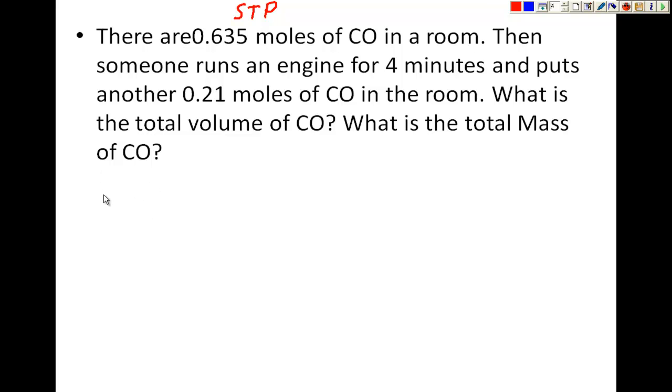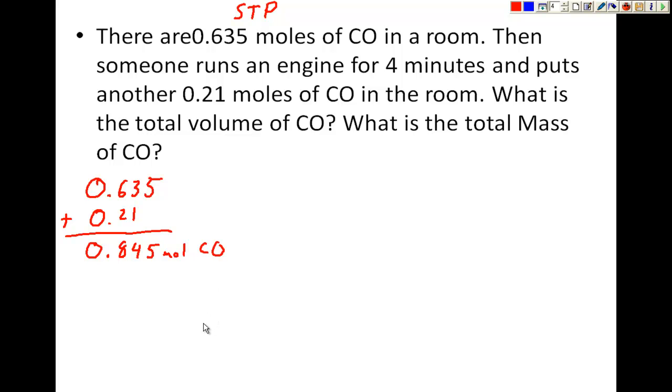So the first thing is that we have some existing carbon monoxide in the room, and then more is put into the room. The amount of time that it takes to put this carbon monoxide into the room doesn't matter. So we have to find the total amount of carbon monoxide in the room after this engine has run. So what we're going to do is just go 0.635, and we're just going to add 0.21. Okay, and after we add these two numbers up, we find that it's 0.845 moles of CO.